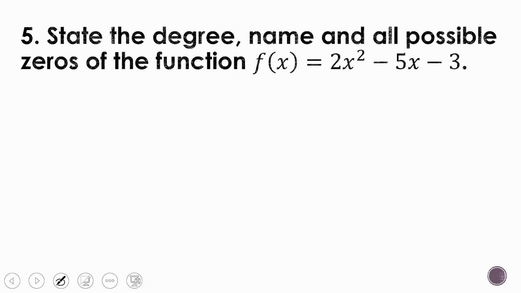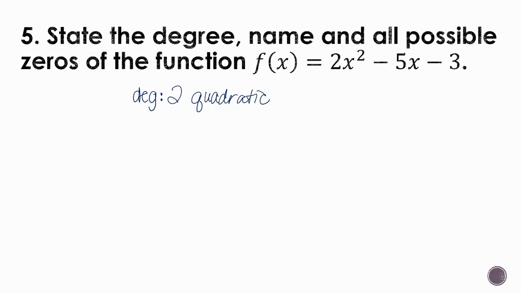All right, number 5 here, state the degree and name and all the possible zeros of the function there. Remember, degree is the highest exponent, so that would be 2 in this case, which means that this is called a quadratic. Our favorite. You do need to know quadratic, cubic, quartic, all those names. You need to know what the different graphs are called, okay?